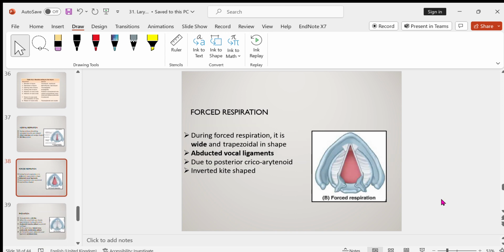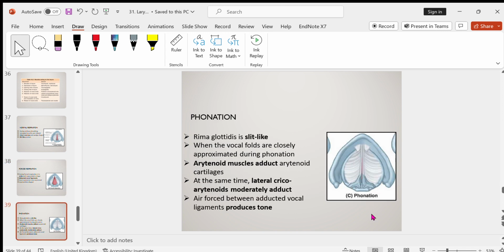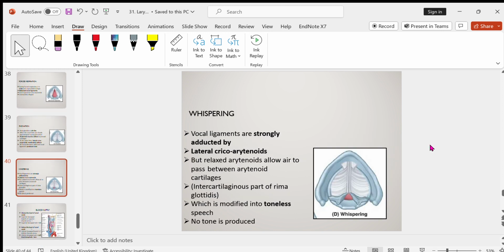During forced respiration, the vocal ligaments are abducted by the action of the abductor, which is posterior cricoarytenoid, and the shape of the glottis is inverted kite-shaped. During phonation or speaking, the rima glottidis is slit-like again, and the vocal ligaments are adducted by the lateral cricoarytenoids and the arytenoid muscles. During whispering, they are strongly adducted by the lateral cricoarytenoids, and the rima glottidis is completely shut down.